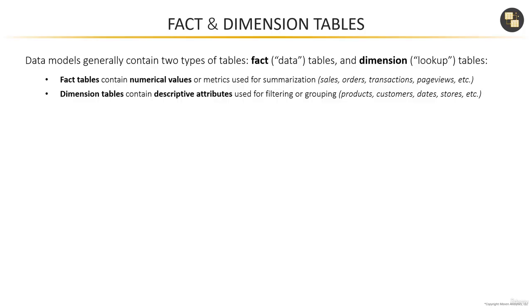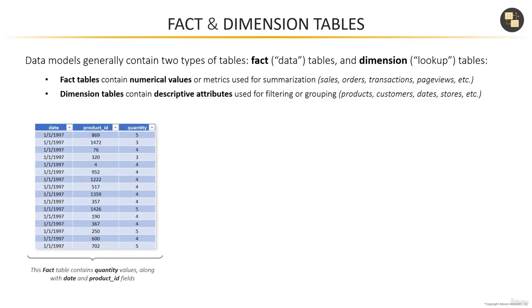So let's show a quick example here. This is an example of a fact table. We've got quantity values there in the third column, along with fields that give us information about those transactions or those quantities sold, the date they were sold, and the product that was sold.